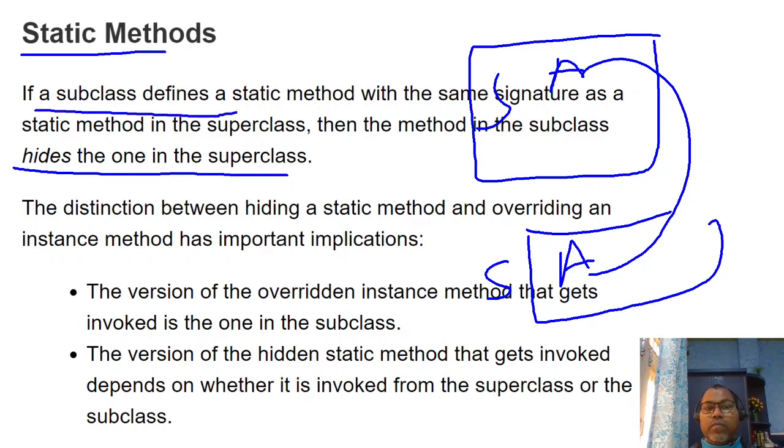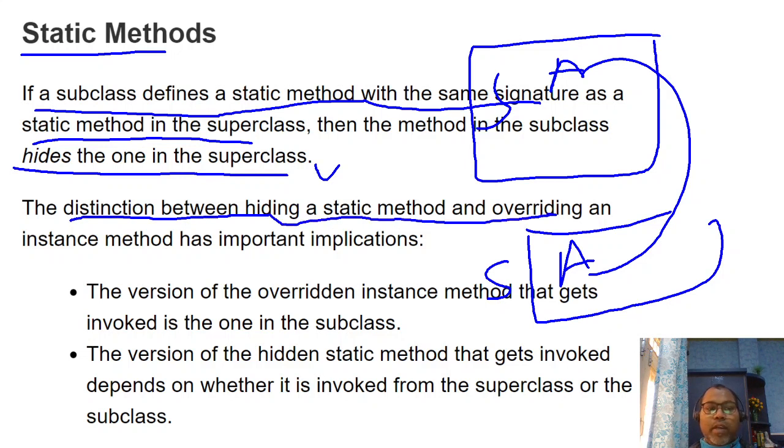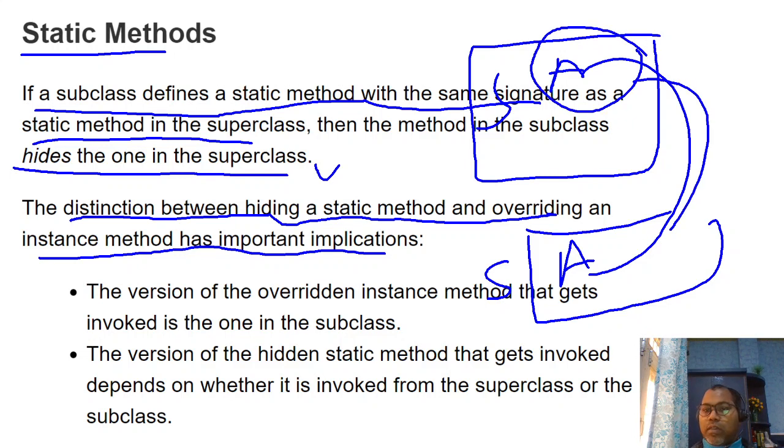If a superclass defines a static method with the same signature, and you define it inside your subclass, that is known as method hiding. So the distinction between hiding a static method and overriding an instance method is very important. If you define a same-signature method inside your subclass that already exists in the superclass, and the method is an instance method, it is known as overriding; if the method is static, it is known as method hiding.